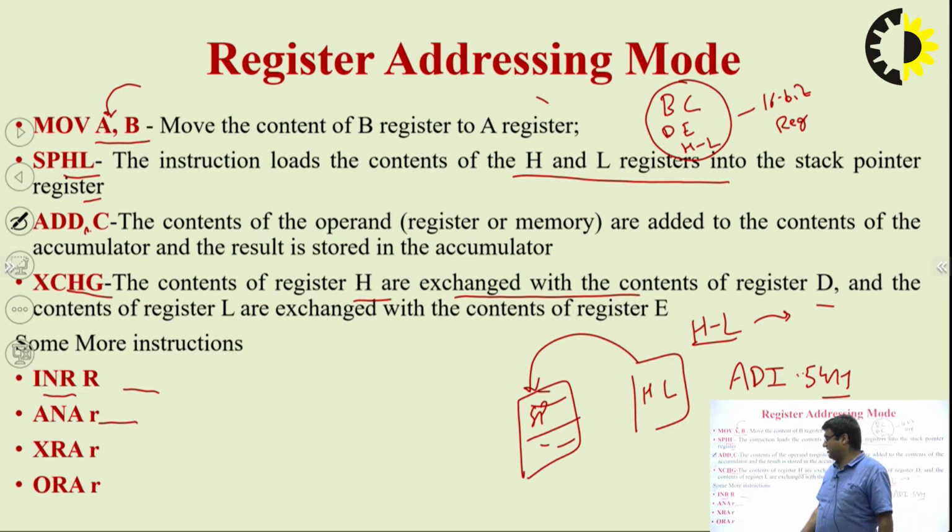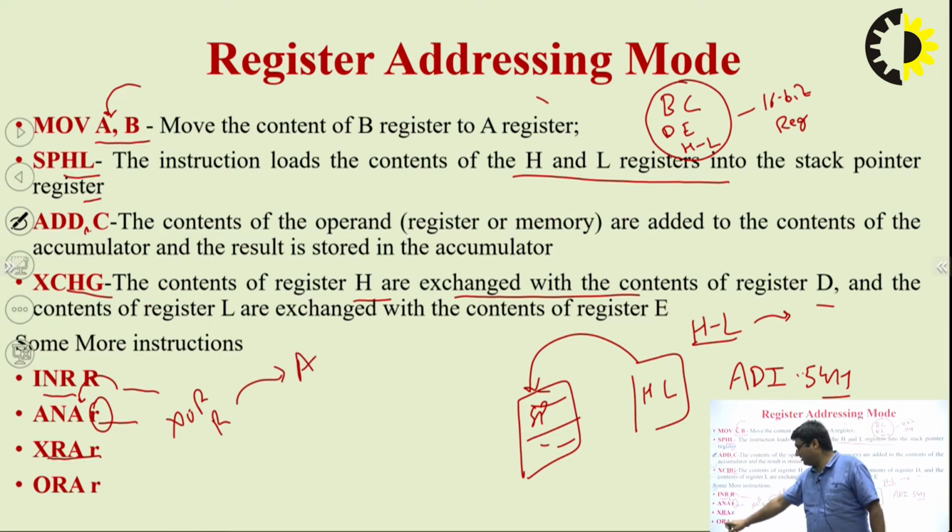ANA R means we are performing the AND operation with the accumulator. The contents of the R register, a general purpose register, will do the AND operation with the contents of the accumulator, and the result will be moved into the accumulator. Through this operation, we will XOR the contents of the general purpose register with the accumulator register.